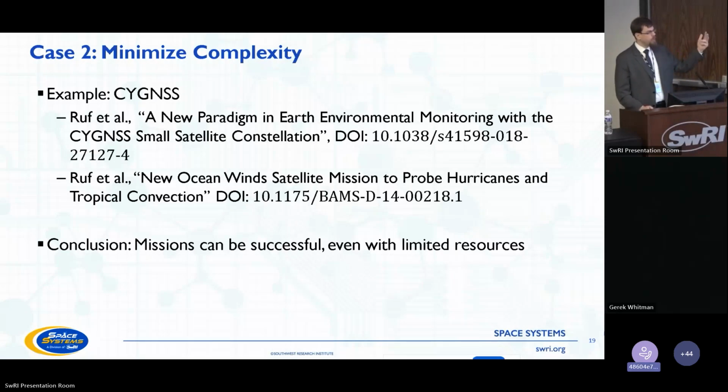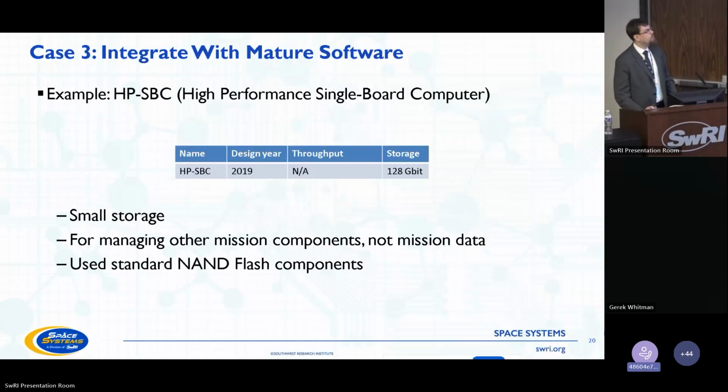Okay. So those two cases have been showing very simple, stripped down file systems or lack of file systems completely. What if we take things to the other extreme? So this is case 3, where the goal is to integrate with familiar and mature software.